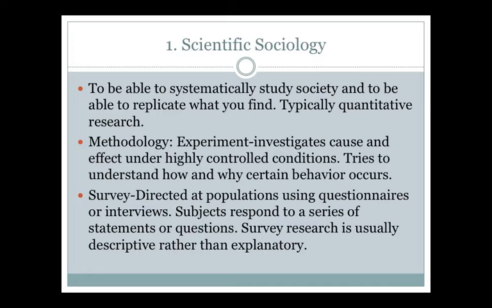In terms of methodology, there's a couple of different ways that you can do scientific sociology. The first is an experiment where you look at cause and effect within a highly controlled condition, trying to understand how and why certain behavior occurs. So studies like looking at how people handle stress, how people handle certain social roles, you can do that in a contained way.